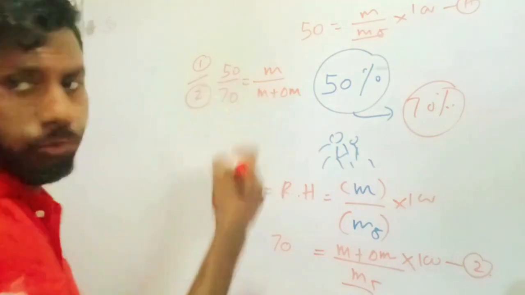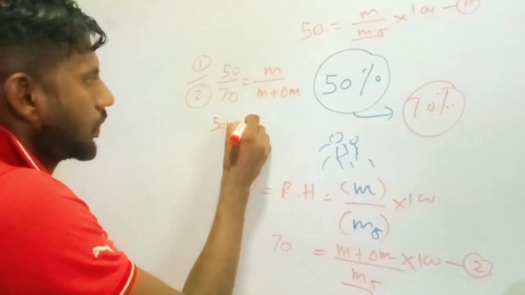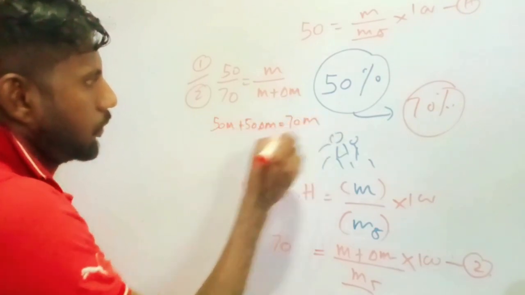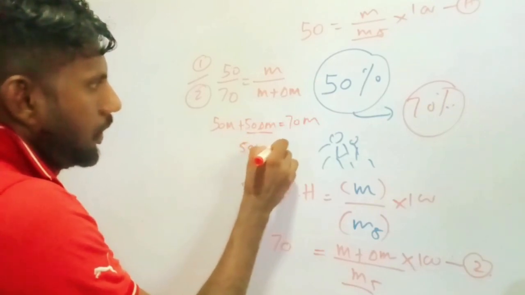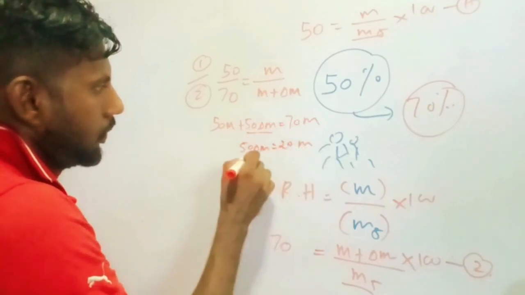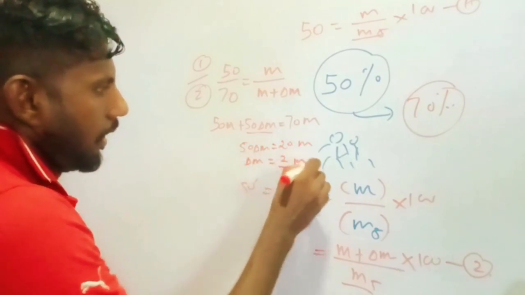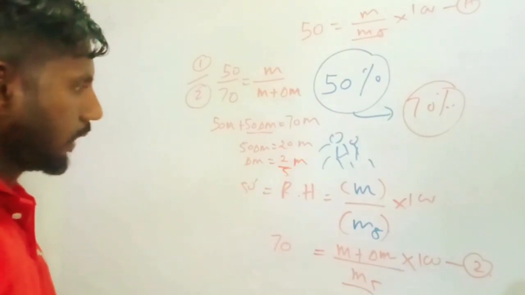Let's do the cross multiplication. 50M plus 50 delta M equals 70M. So I get 50 delta M equals 20M. So delta M equals 2 over 5 M. That's the amount. That's delta M, right?